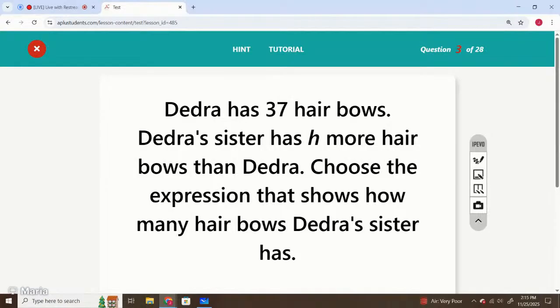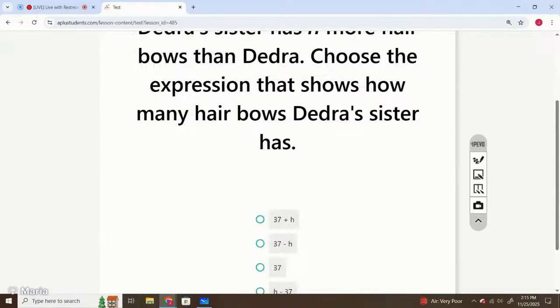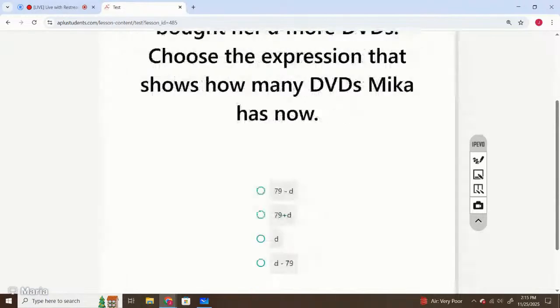Deidra has 37 hair bows. Deidra's sister has 8 more hair bows than Deidra. Choose the expression that shows how many hair bows Deidra's sister has. 37 bows she already has and then 8 more, so that would be 37 plus 8. Option number 1 is the correct option.